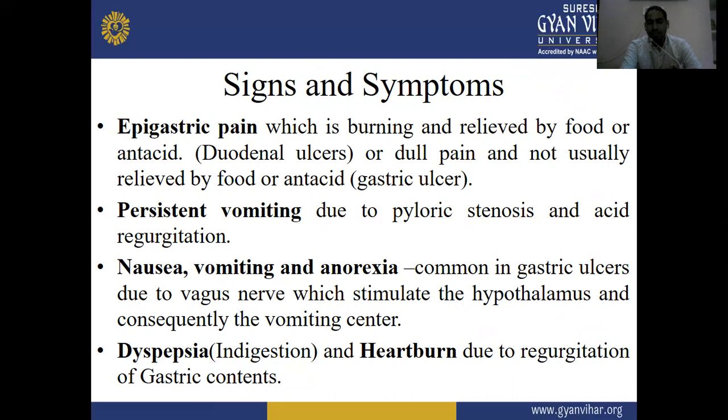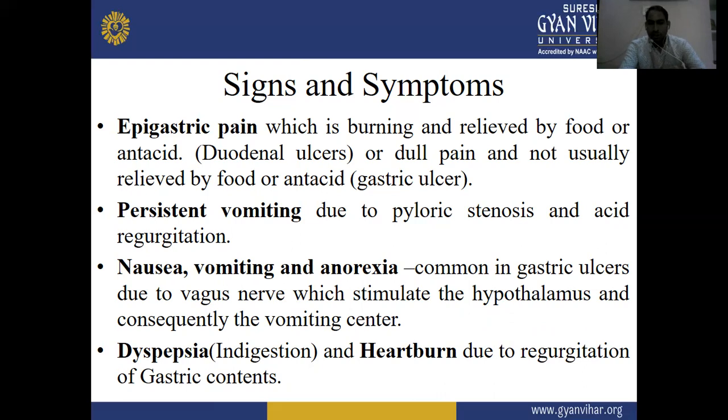Next one is persistent vomiting due to pyloric stenosis and acid regurgitation. Pyloric stenosis is a condition in which the opening between the stomach and small intestine thickens.